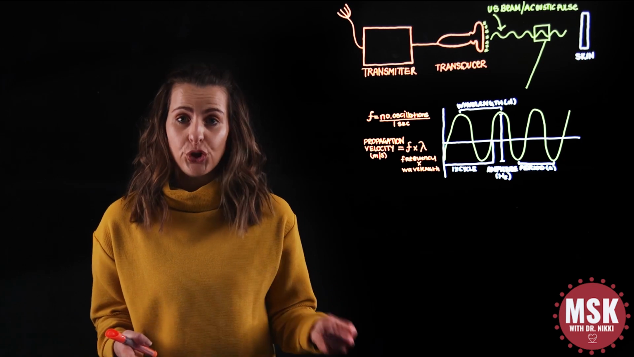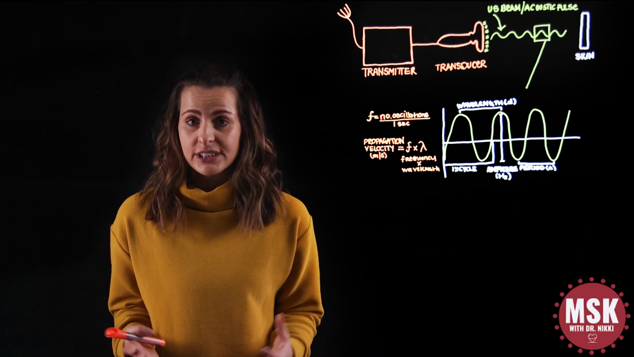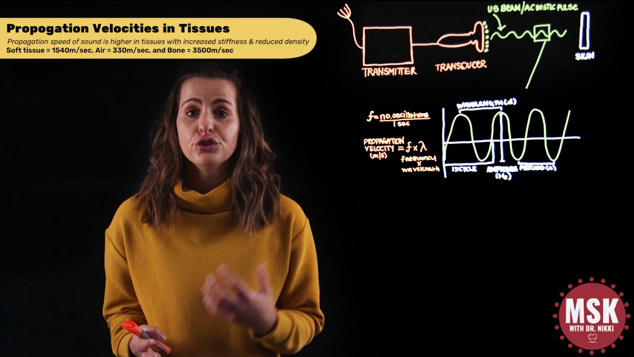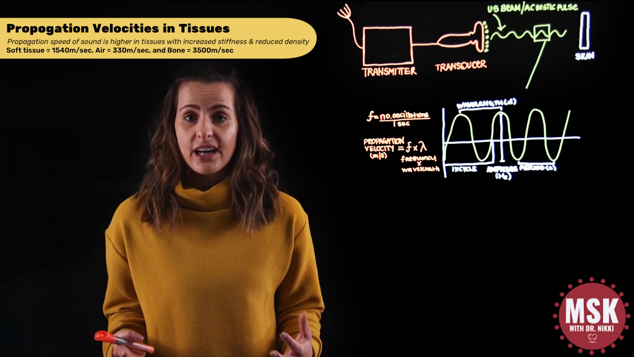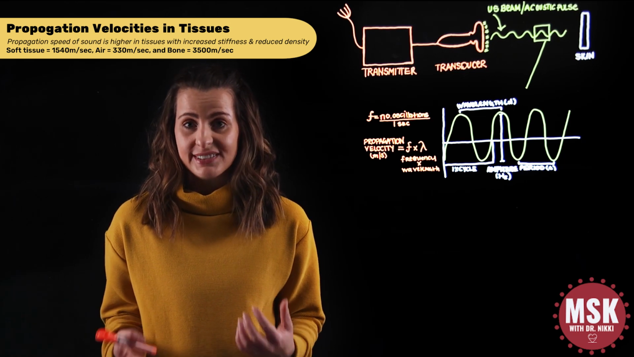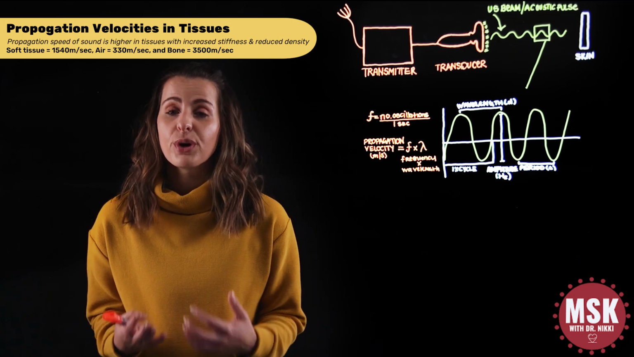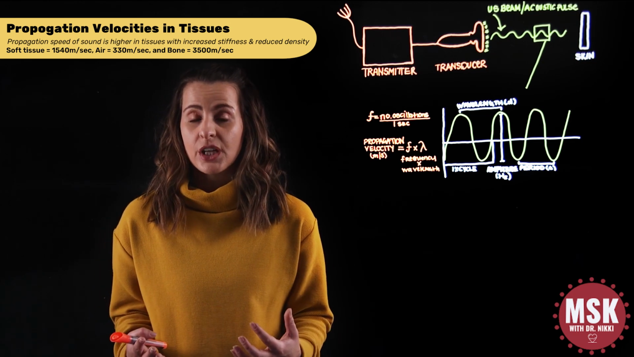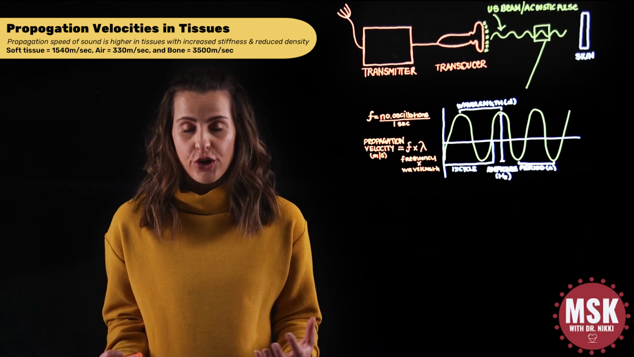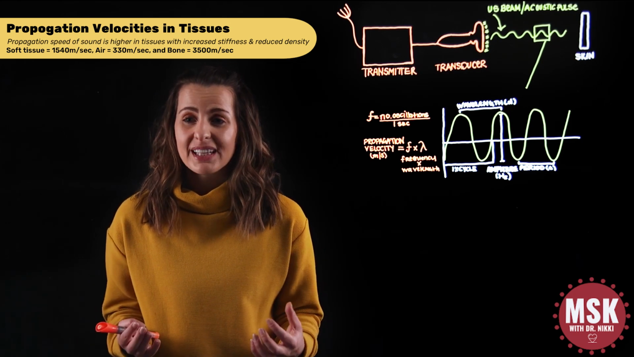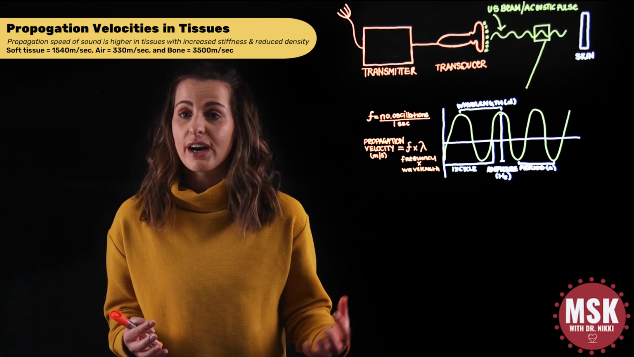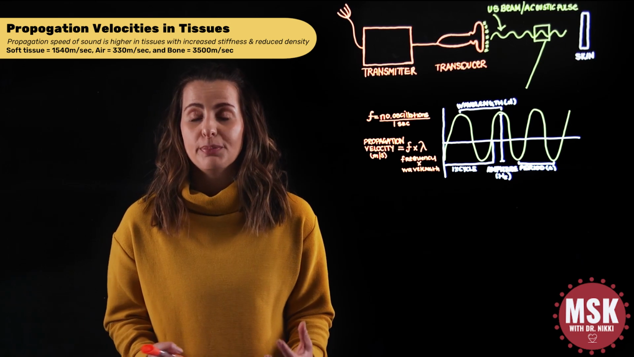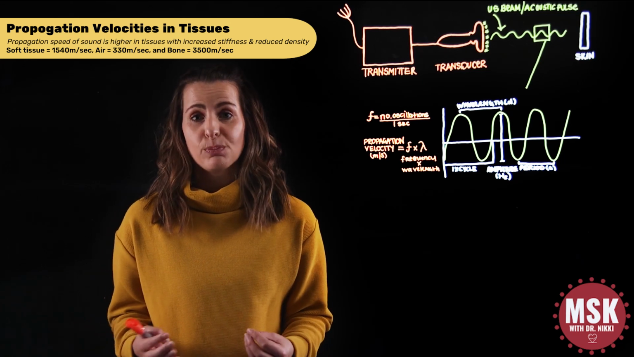Each tissue type in the human body is going to have a different fixed propagation velocity. So for example, the fixed speed through soft tissue is going to be 1,540 meters per second. In contrast, the speed of sound through air is going to be a lot slower, 330 meters per second, while bone, because it is so dense, sound is going to travel or propagate very quickly through this. So the speed of sound is then going to be 3,500 meters per second.